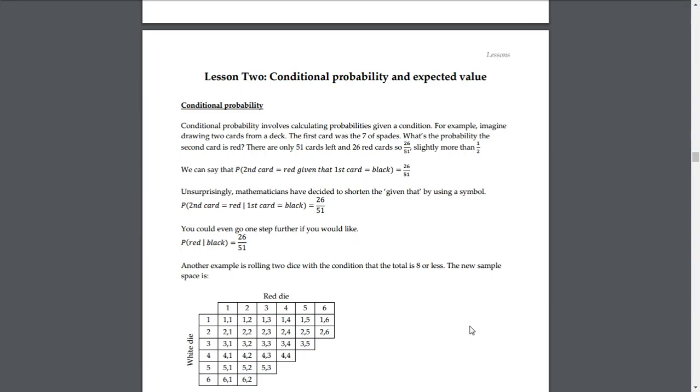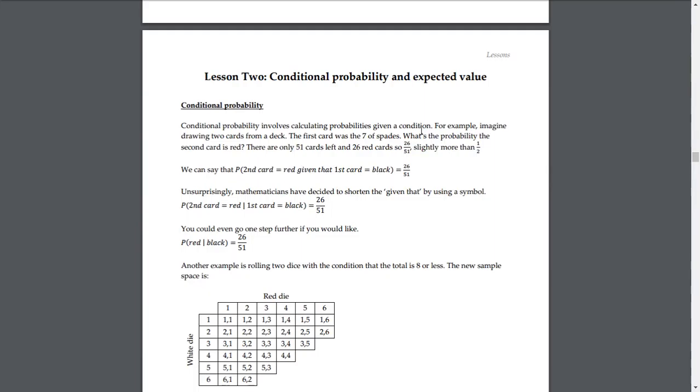Conditional probability involves calculating probabilities given a condition. And what does that mean? What's a condition? For example, imagine drawing 2 cards from a deck. The first card was the 7 of spades. That one right there. Ta-da! So we've drawn that out of the deck and we're going to put it off to the side. What's the probability that the second card is red?